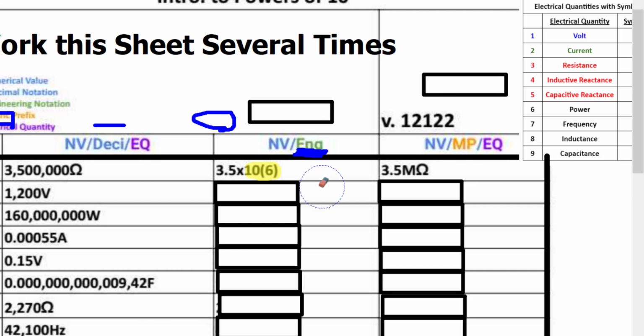Mega stands for millions. My next one here, I see that it's already greater than 1,000, so that tells me that I have to convert it. So I'm going to go in one jump of 3.